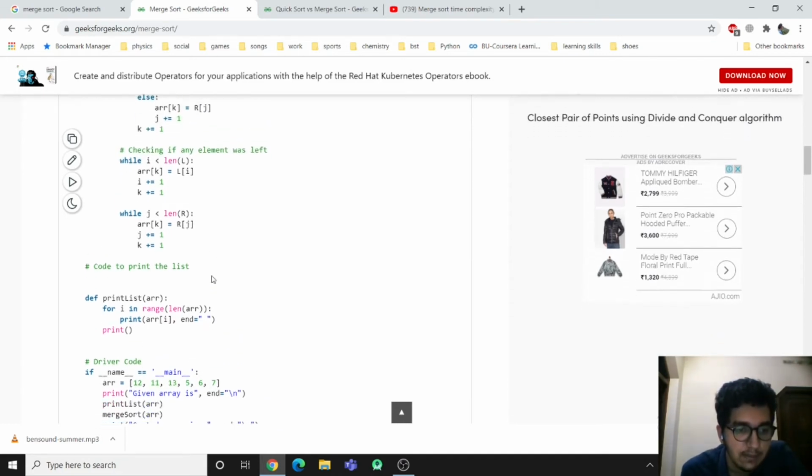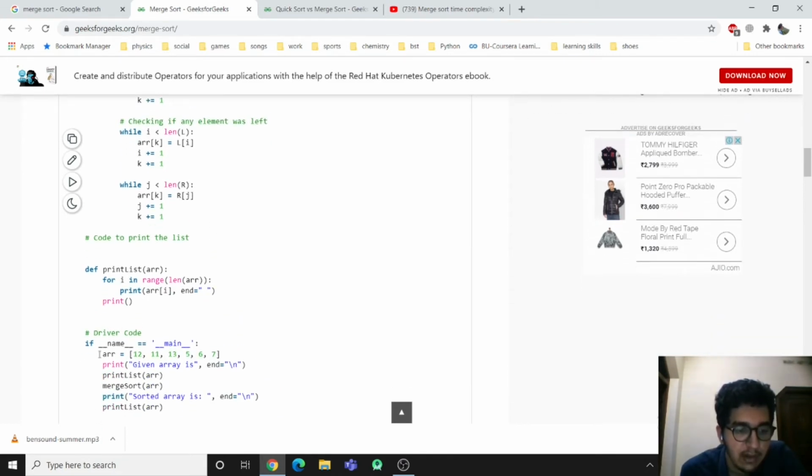This is basically a simple example where the array is given as 12, 11, 13, 5 and 6. Here they'll print the given array, and then they'll merge sort it, so this array will get sorted, and they'll print the list by using the printList function. The applications of merge sort are used in external sorting and the inversion count problem.